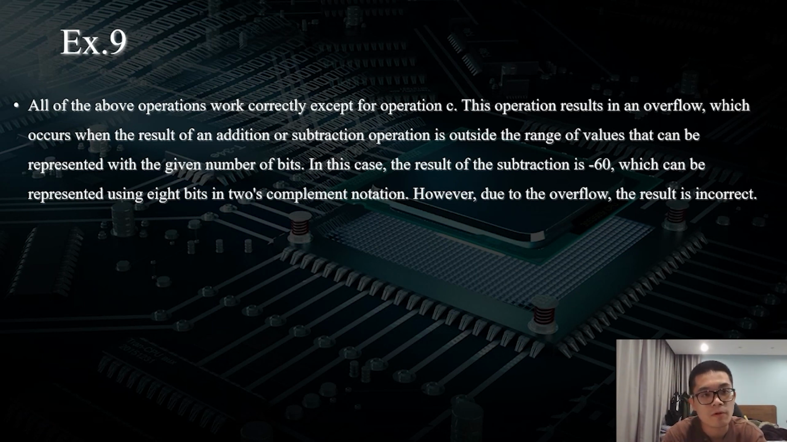So the above operations work correctly except operation C. The C operation results in an overflow, which occurs when the result of an addition or subtraction operation is outside the range of values that can be represented with the given number of bits. Here the given is 8 bits. In this case, the result of the subtraction is minus 60. We can represent it using 8 bits in two's complement notation. However, due to the overflow, this result is incorrect.